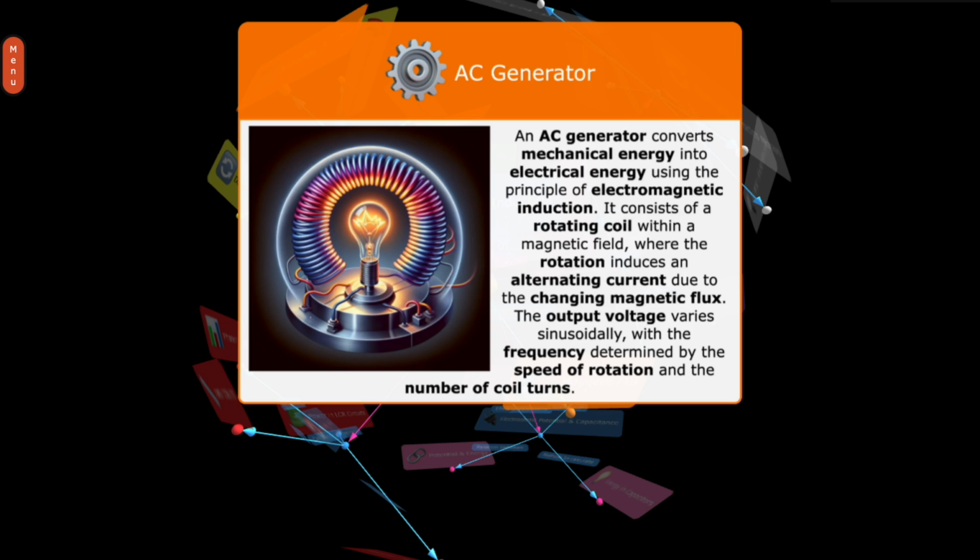An AC generator converts mechanical energy into electrical energy using the principle of electromagnetic induction. It consists of a rotating coil within a magnetic field, where the rotation induces an alternating current due to the changing magnetic flux. The output voltage varies sinusoidally, with the frequency determined by the speed of rotation and the number of coil turns.